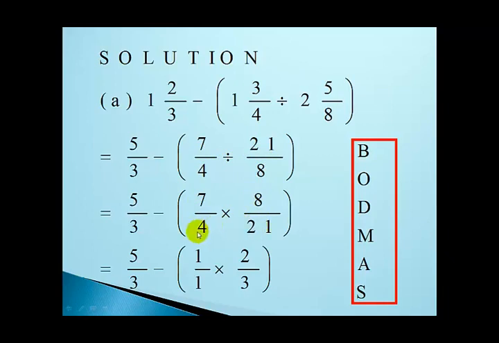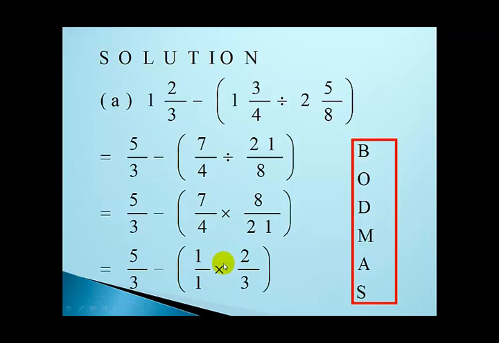Now 4 goes into 4 once, that's why we have 1 here. And 4 goes into 8 2 times, that's why we have 2 here. Also 7 goes into 7 once, that's why we have 1 here. And 7 goes into 21 3 times, that's why we have 3 here. So we have 5 over 3 minus, in bracket we have 1 over 1 times 2 over 3. We are not done with the bracket, so we still have to continue.